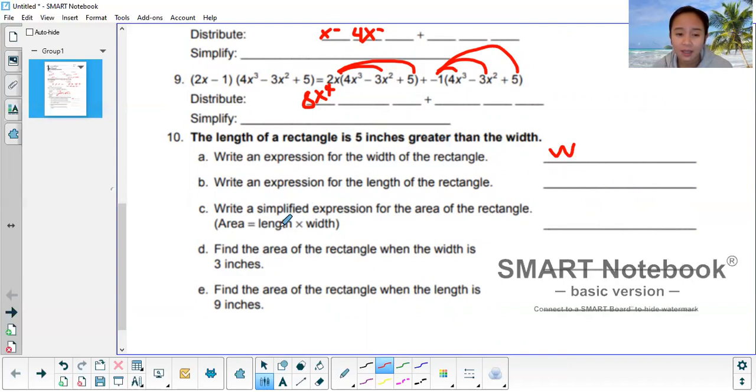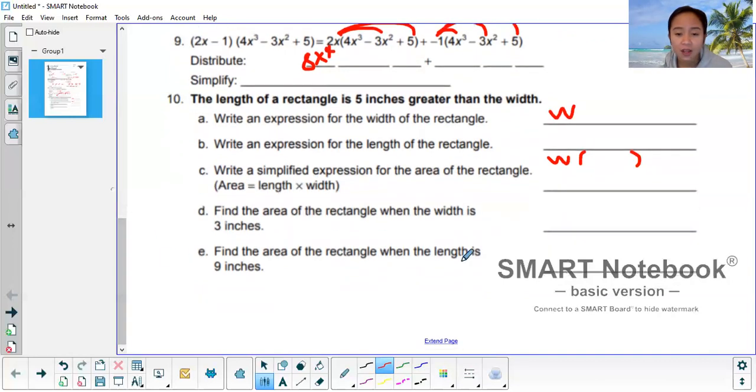Length times width. Whatever you get for A, which is this one, of course, it's the answer. And whatever you get for B, you multiply them. Okay? So that means you're going to write W times whatever your answer is in the second one, may it be plus or minus in between. So W, what? Plus 5 or W minus 5? After that, make sure you solve it. So W times the first one, then W times the second term. That should be your answer.